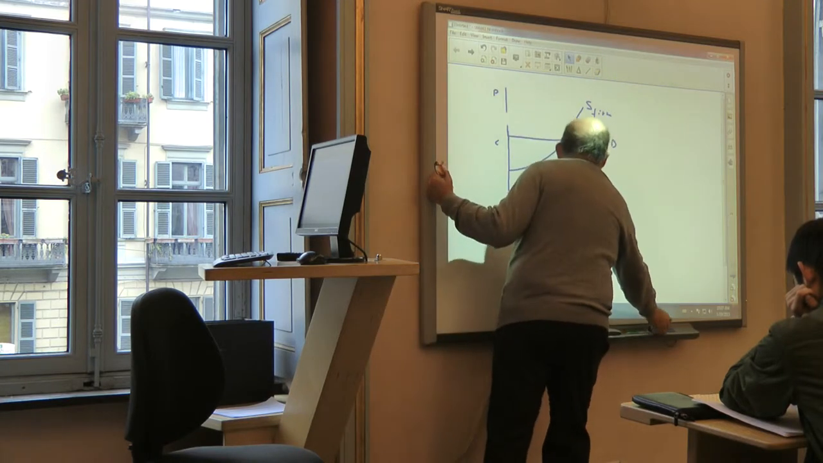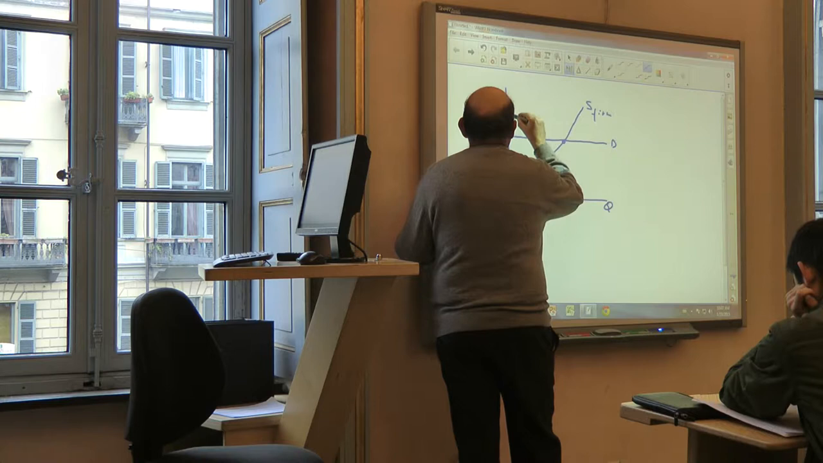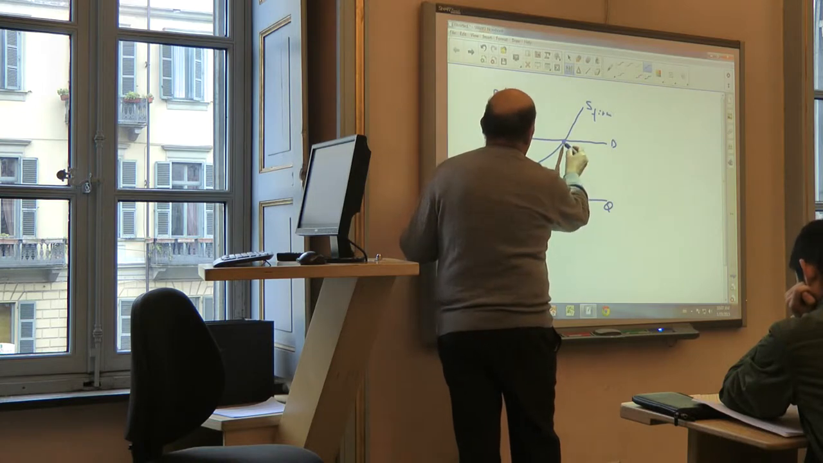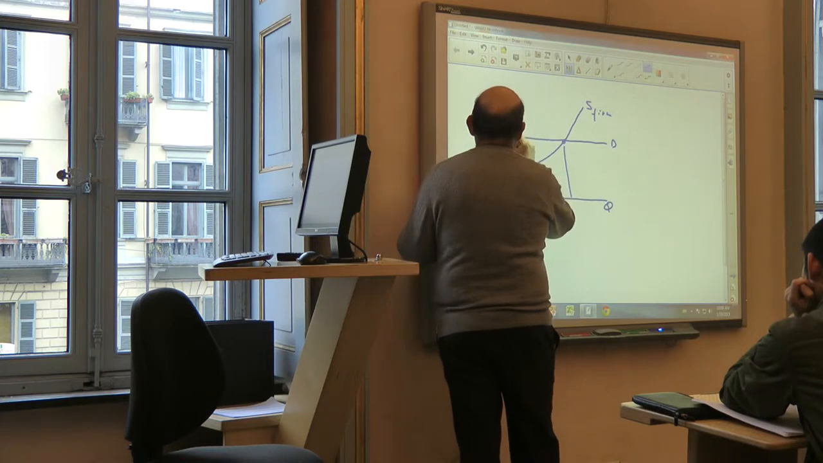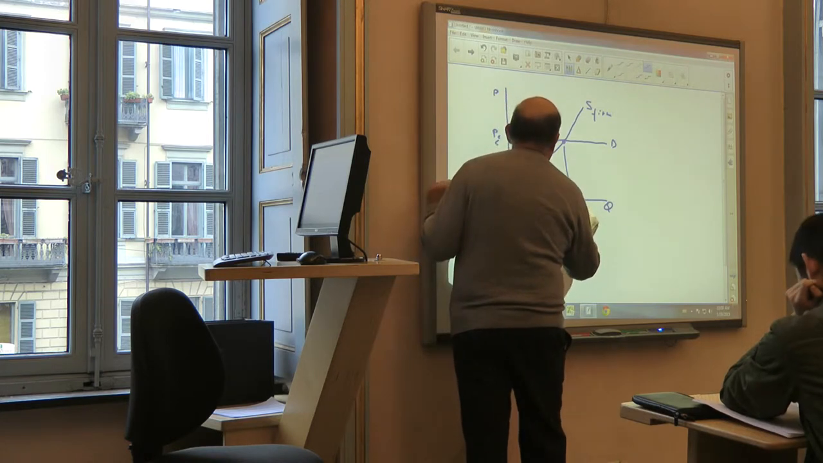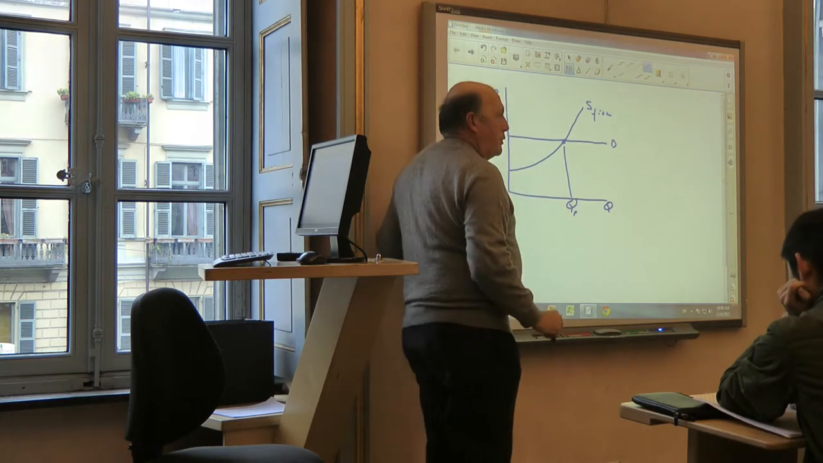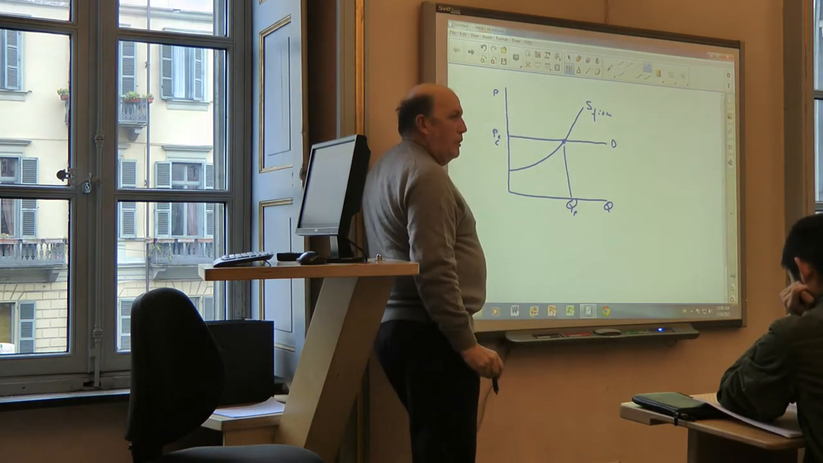And corresponding to the equilibrium price, there is an equilibrium level of output. Okay? So this is the equilibrium price. This is the equilibrium output for the firm. You follow?